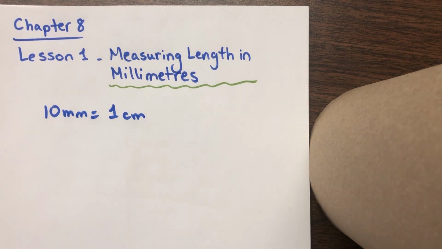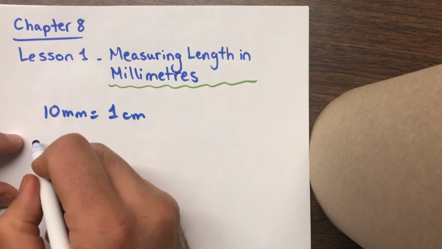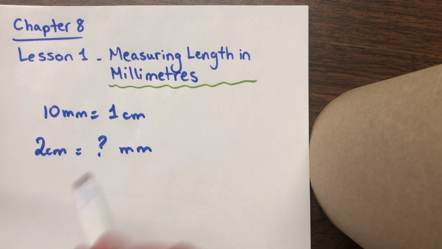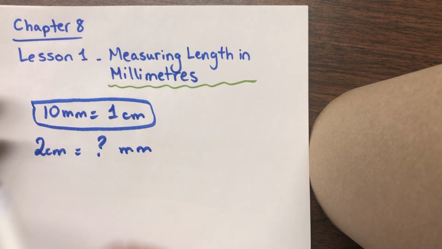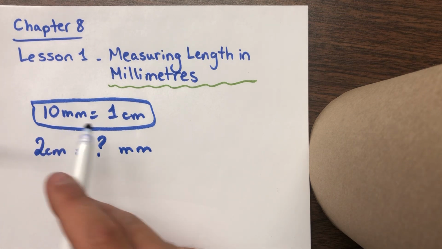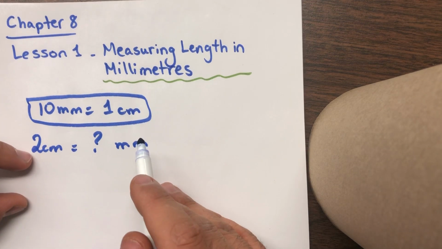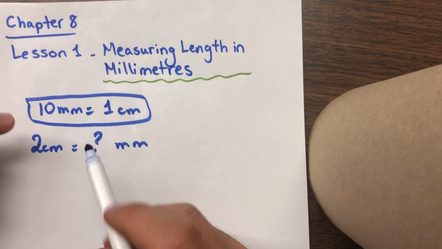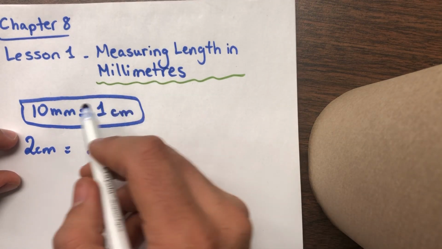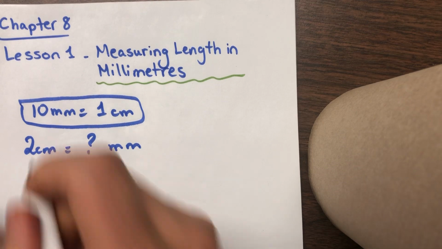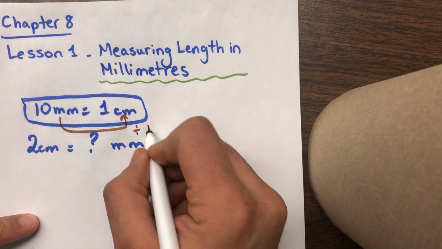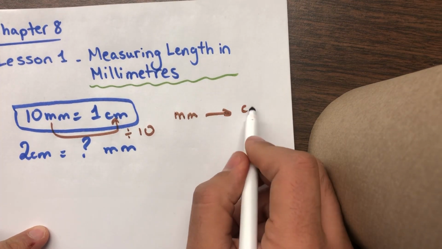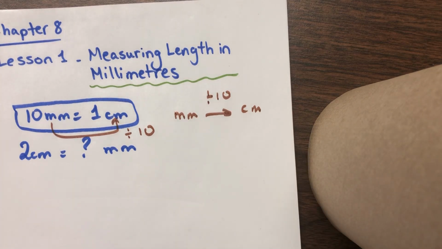If I ask you how many millimeters there are in 2 centimeters, so 2 centimeters equals how many millimeters? We'll go back to the first equation that we found, 10 millimeters equals 1 centimeter. When we go from 10 to 1, the number is getting smaller, so we will be dividing. When we go from 10 to 1, we divide by 10. So when we go from millimeters to centimeters, we are dividing by 10.